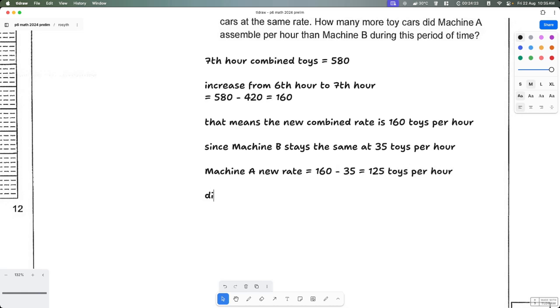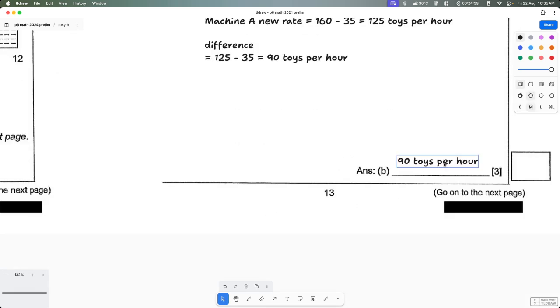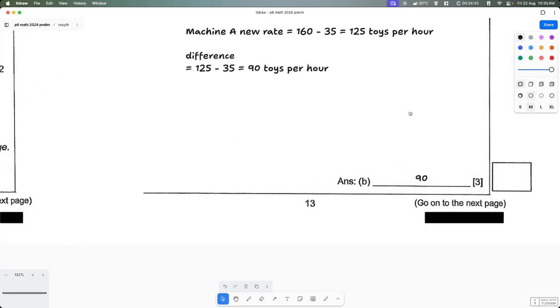So the difference is basically 125 minus 35. This will give you 90 toys per hour. There you go, so that's the answer, 90 toys per hour. Or just say 90. Okay, let's move on to the next question.